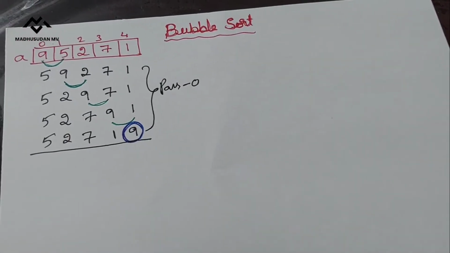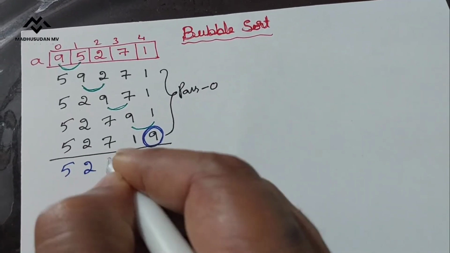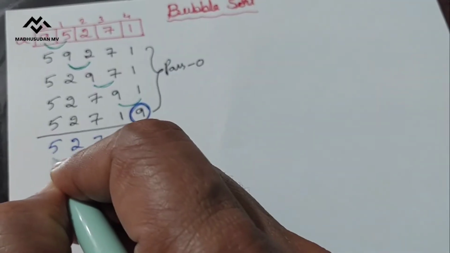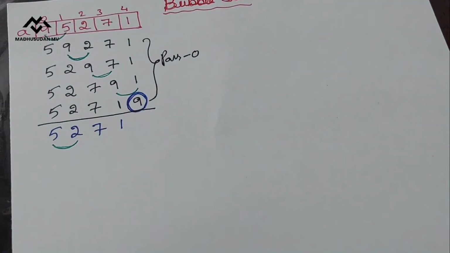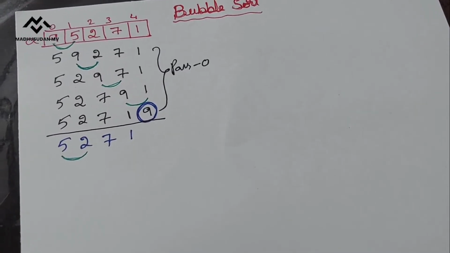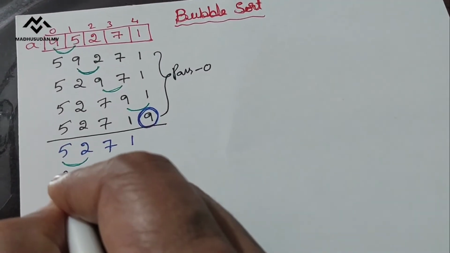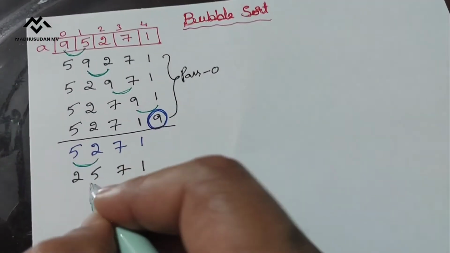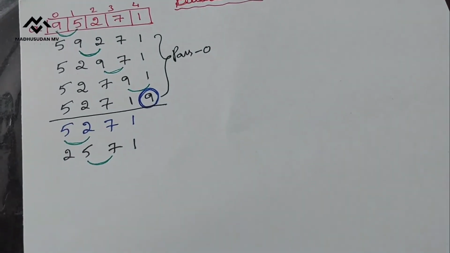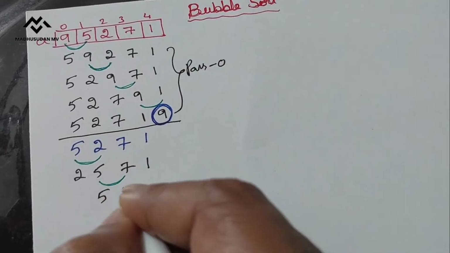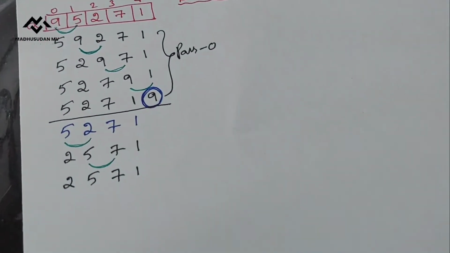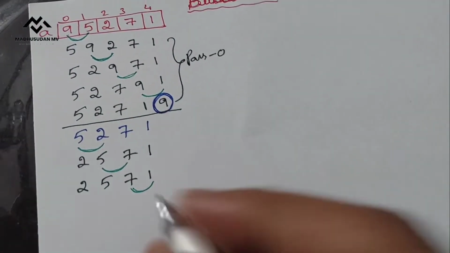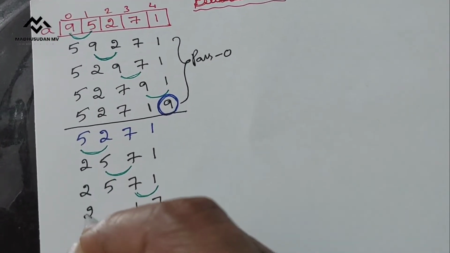Now what are the remaining elements? The remaining elements are 5, 2, 7, 1. Now again we have to do the same process. That means again check the consecutive elements. These two elements are not in order. So what do you have to do? Simply swap these two elements, keep the remaining elements as they are. Again I compare the next two consecutive elements. These two elements are in order, so I am not swapping; I am keeping them as they are without doing anything. Again I am comparing the next two consecutive elements. These two are not in order, so I am swapping only these two, keeping the remaining elements as they are.